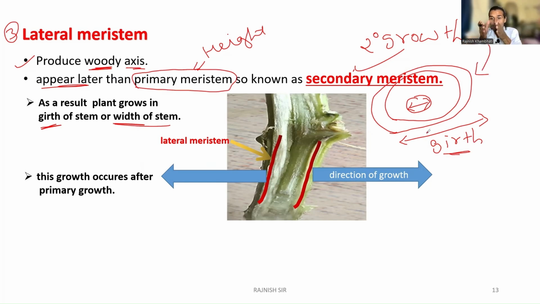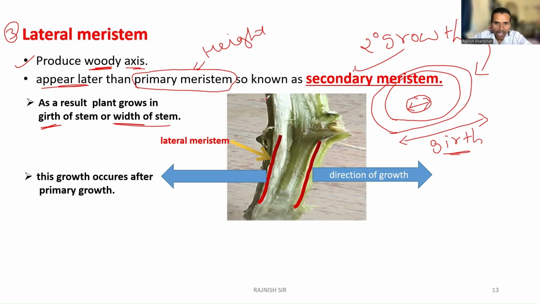Means plant मोटा होता जाएगा. Clear? Plant कैसा होगा? मोटा. उसका तना मोटा होता जाएगा. Okay? So girth increases, which is also known as width increases. Clear? Okay, and where it is present, you can see in the diagram.